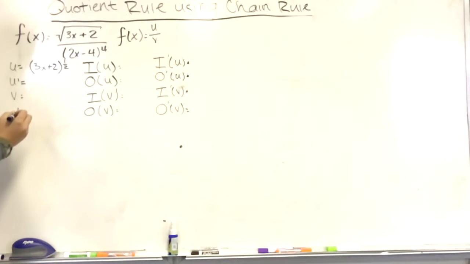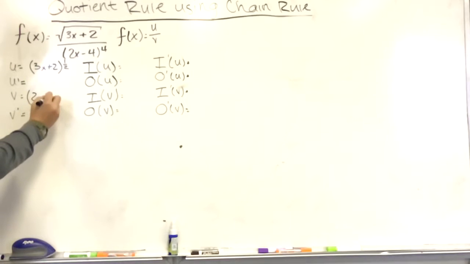So for u, it's going to be 3x plus 2 to the 1 half. The 1 half comes from the radical. And then v is 2x minus 4 to the 4th.